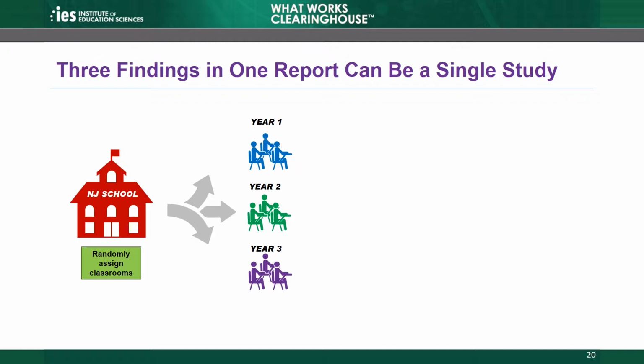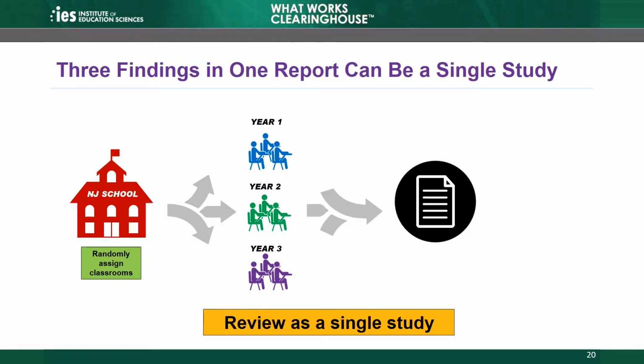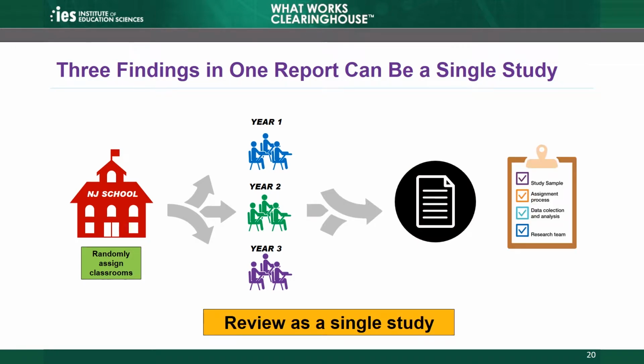In this case, the WWC would review all the findings in the manuscript as a single study because they share all 4 of the study characteristics. The study samples in each cohort were formed within the same school. The same random assignment process was used for each cohort. The researchers used the same data collection and analysis procedures, and the same research team was responsible for all of the findings.